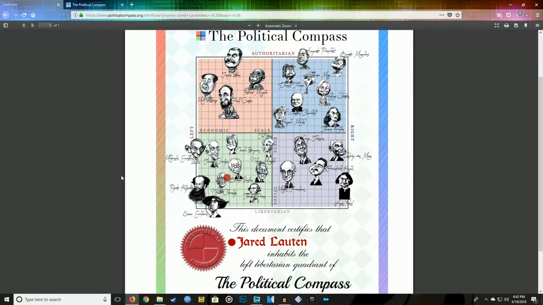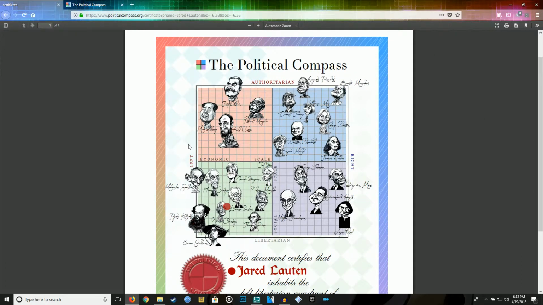That is pretty interesting. So, yeah, as they mentioned, this is not an accurate representation of everybody here. It's pretty close to where they stand. So, yeah, you can see right here, left and right, that's your economic scale. Authoritarian, libertarian is your social scale.